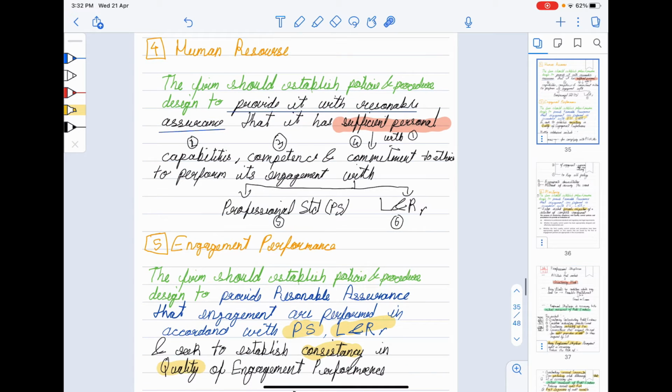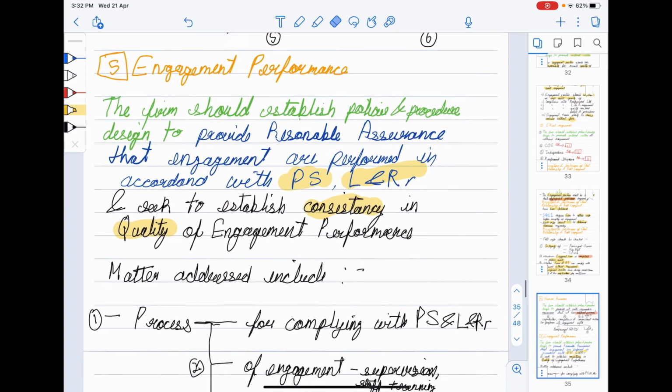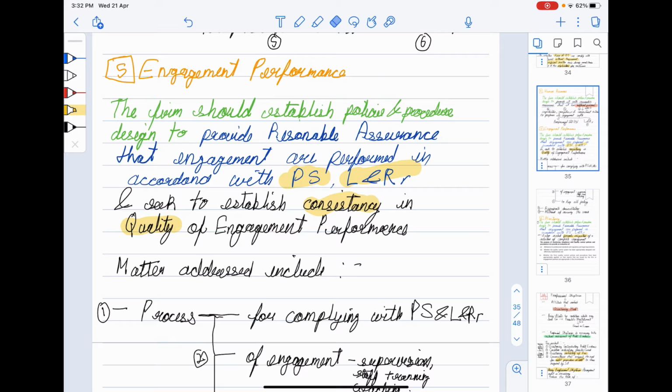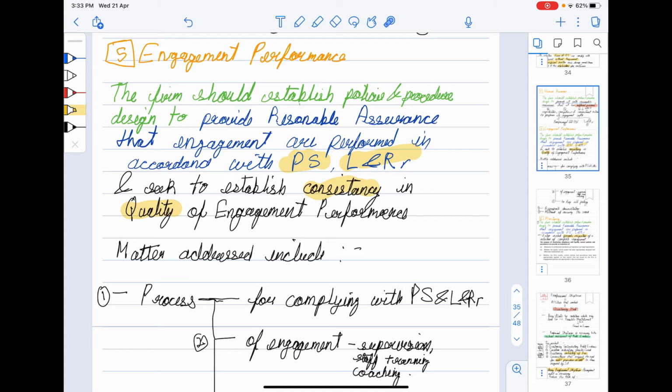The firm should establish policies and procedures designed to provide reasonable assurance that engagements are performed, and above, that it has sufficient personnel. So let's concentrate on engagement performance. Engagements are performed in accordance with professional standards and legal and regulatory requirements, and seek to establish consistency in quality of the engagement performance. First, professional standards. Second, laws and regulations. And third, consistency in quality of engagement performance.